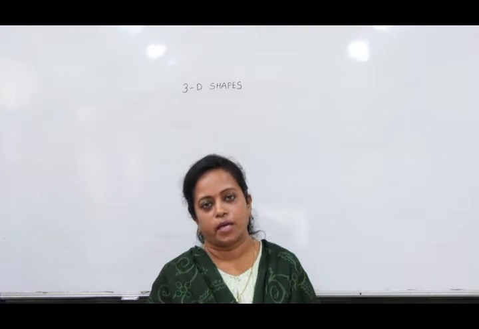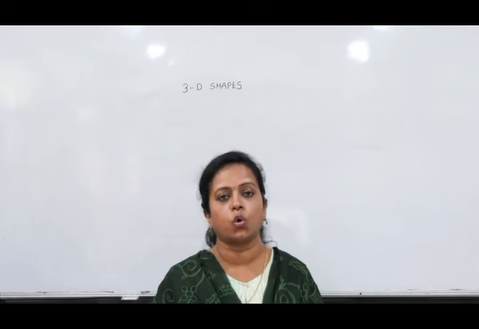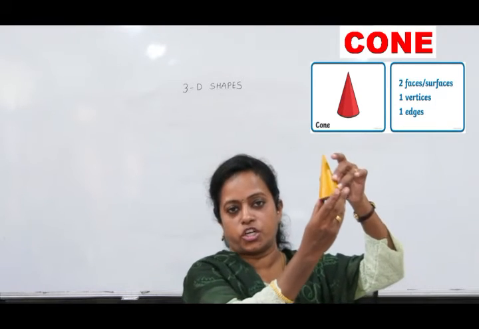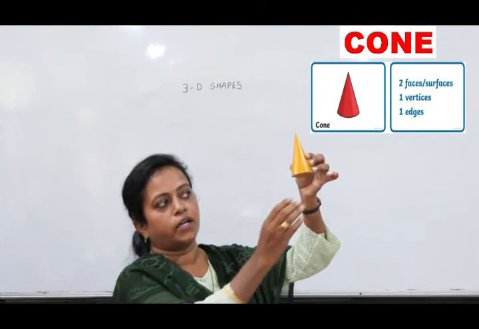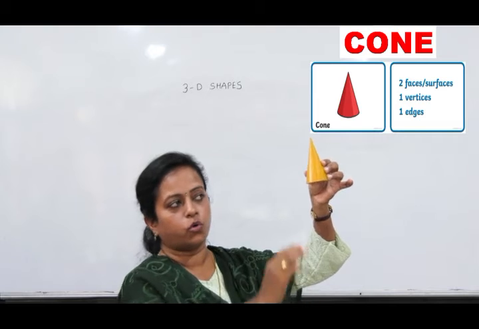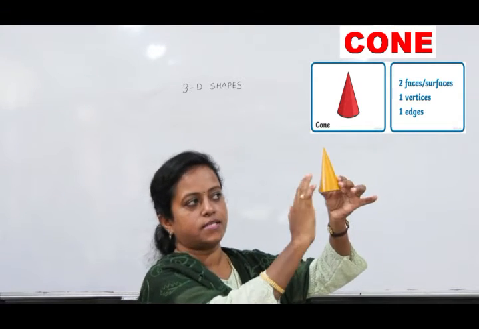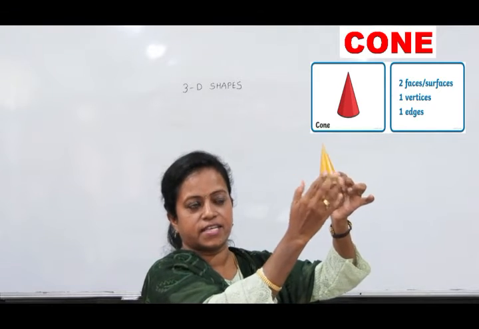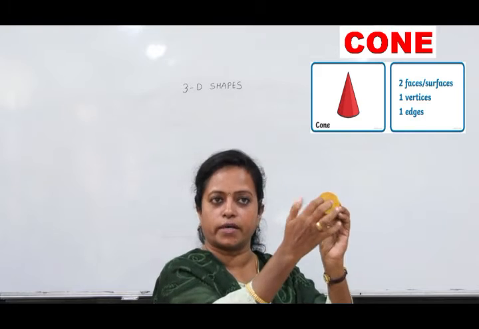The third three-dimensional object that is discussed in your textbook is a cone. Now, this is the shape of a cone. You must have seen such objects around you. Now, let us first study the shape of a cone. This cone has 2 faces. What are the 2 faces? This is the curved face and another face which is called the base of the cone. This is circular in shape.